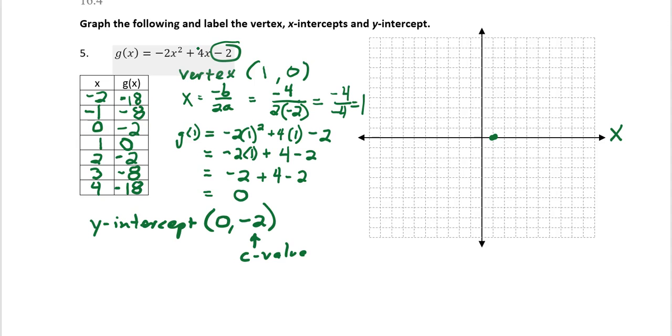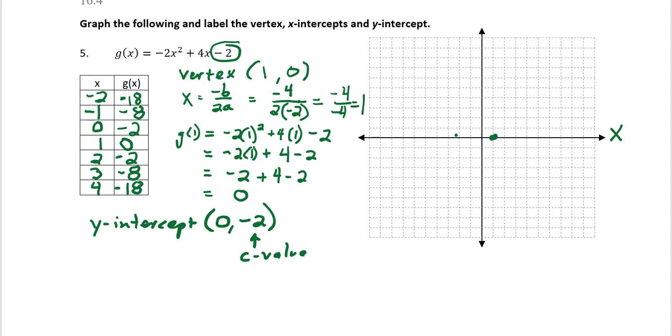Okay. Let's plot those 7 points. Now negative 2, it's the c value of your function. Okay. And it's always that. All right. Now if I plot the ordered pair negative 2, negative 18, I just realized it's not going to be on my graph at all. So I'm not going to plot it.